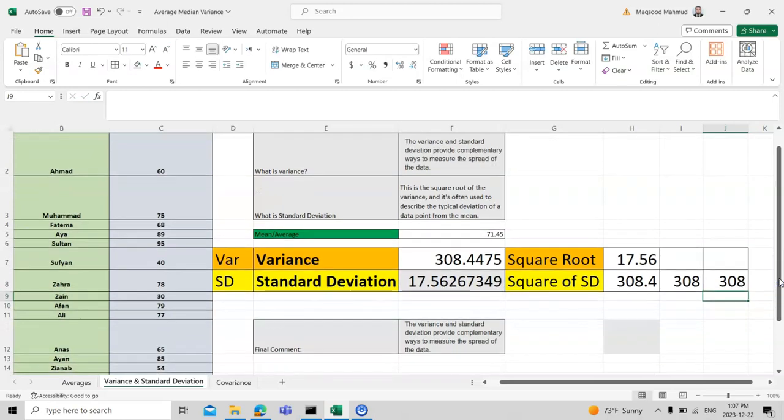So the final comment is that the average, the variance, and the standard deviation provide complementary ways to measure the spread of the data, whether it is your class data or any data you have. See you in the next class with covariance.